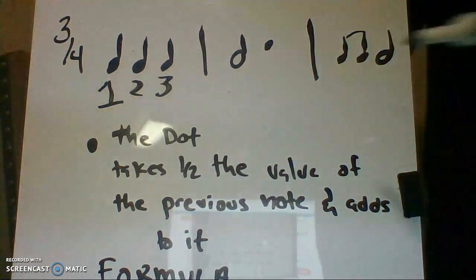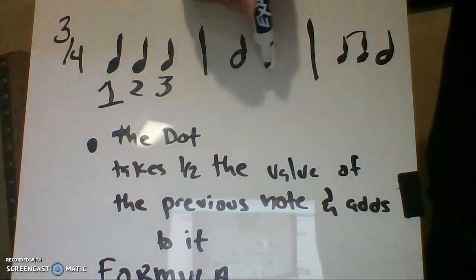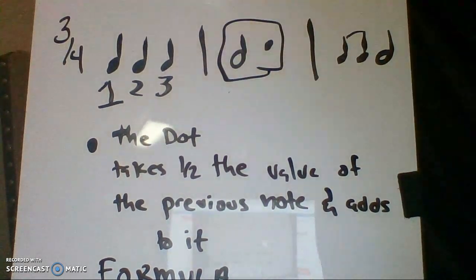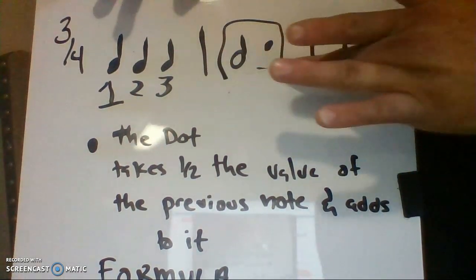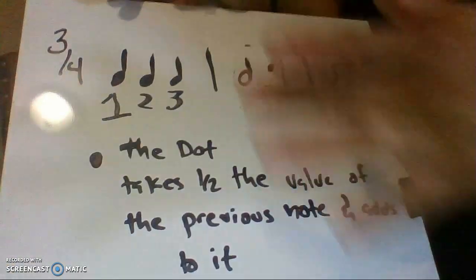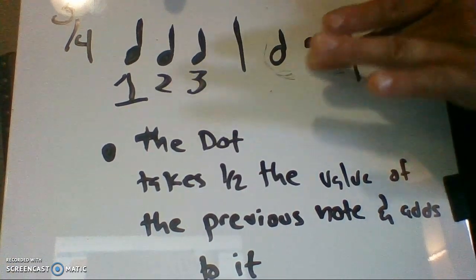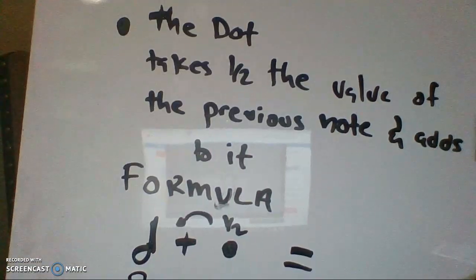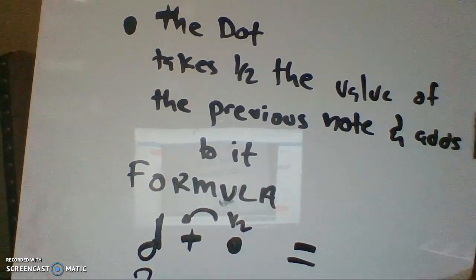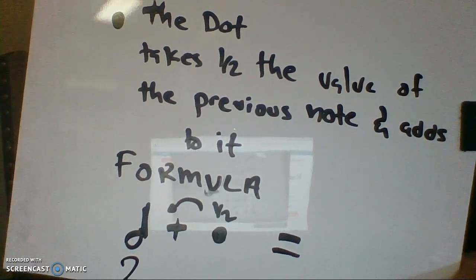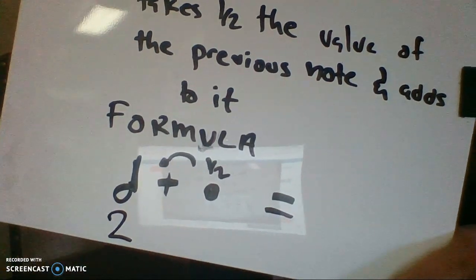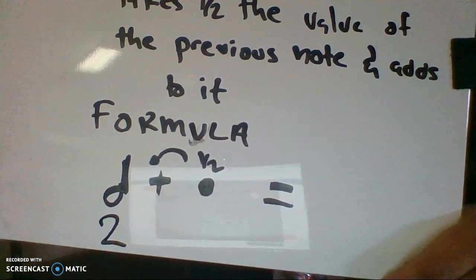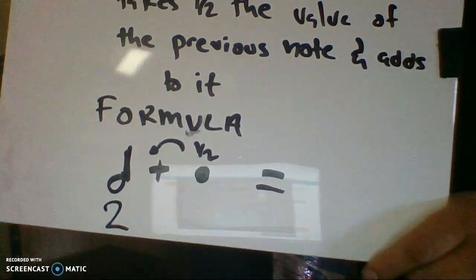Now, this figure here, what is that? That is a half note with a dot. So if you guys remember, it is what we call a dotted half note. And again, the dot takes half the value of the previous note and adds to it. So your formula is right there. Half note plus dot equals.